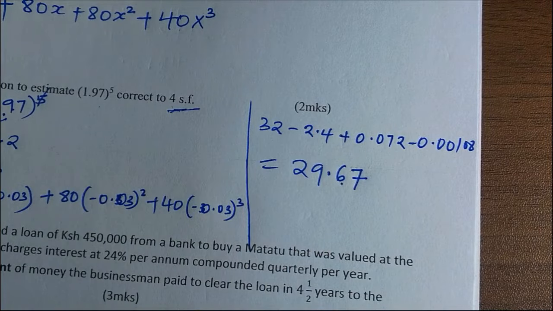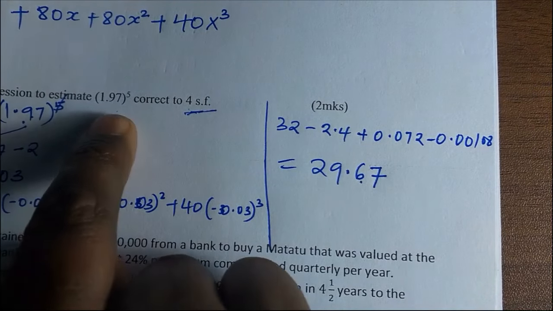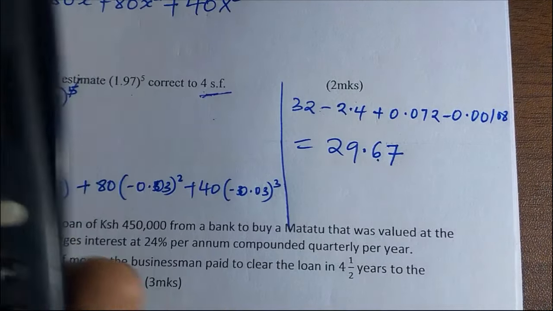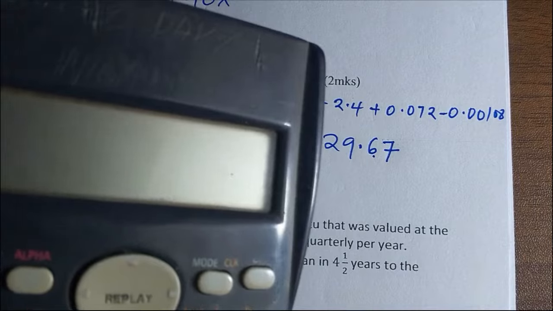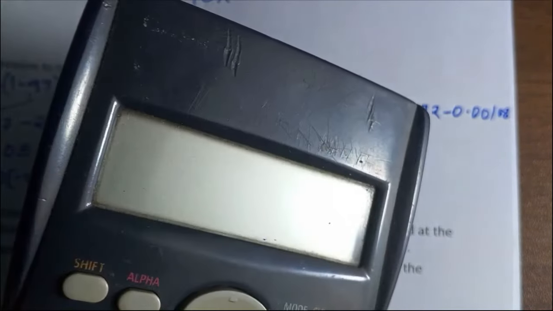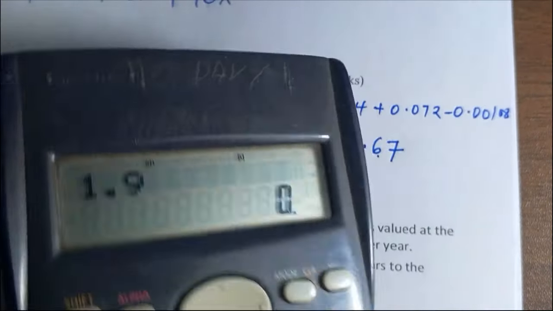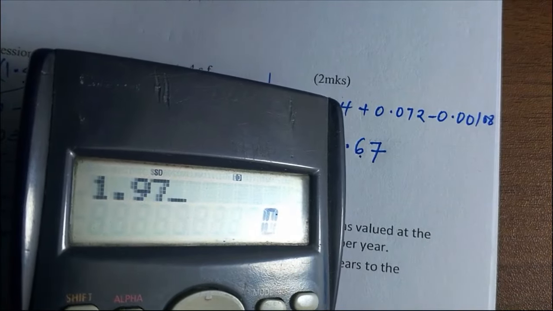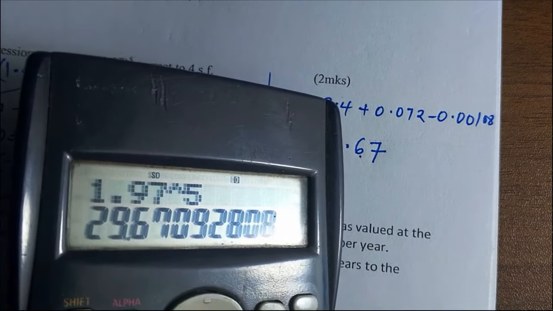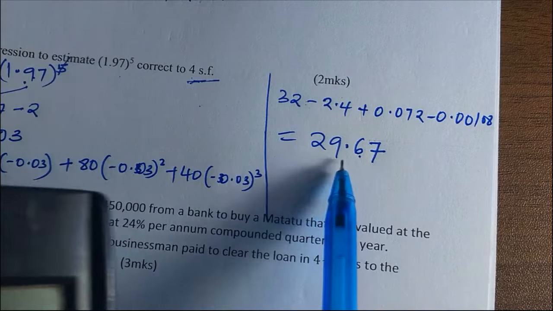After you have done that, you might have made a mistake here. So what you need to do is to check this number directly whether it is this one. You bring your calculator here, then you press 1.97 raised to power 5. You see, 29.67 to 4 significant figures, exactly what we got. So you need to confirm your answer.